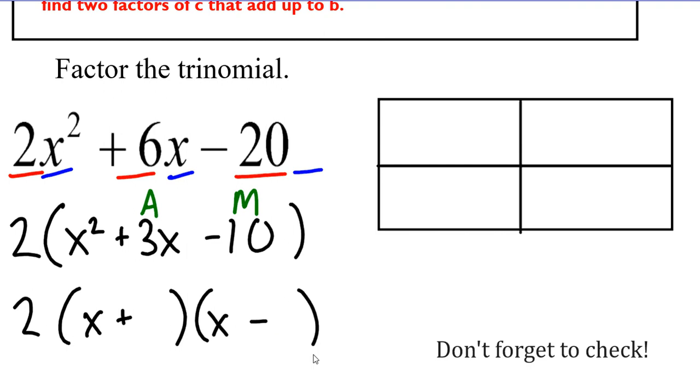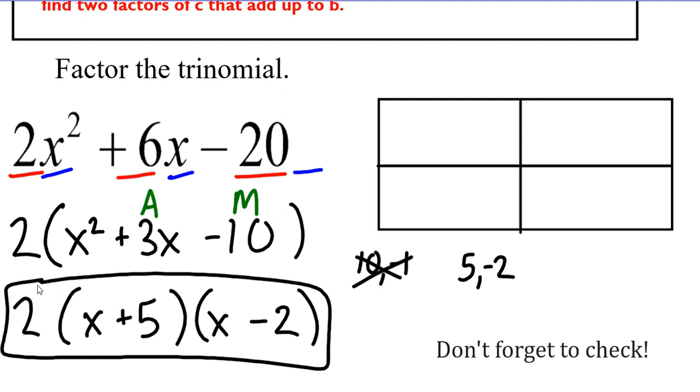Now what multiplies to make negative 10? I could have 10 and negative 1. I can't have negative 10 and 1 because the bigger number, like I said, needs to be positive in order for them to add together to be a positive 3. My only other option is going to be 5 and negative 2. These do not add together to make 3. 5 and negative 2 do. So it's x plus 5, x minus 2. And I'd be done.